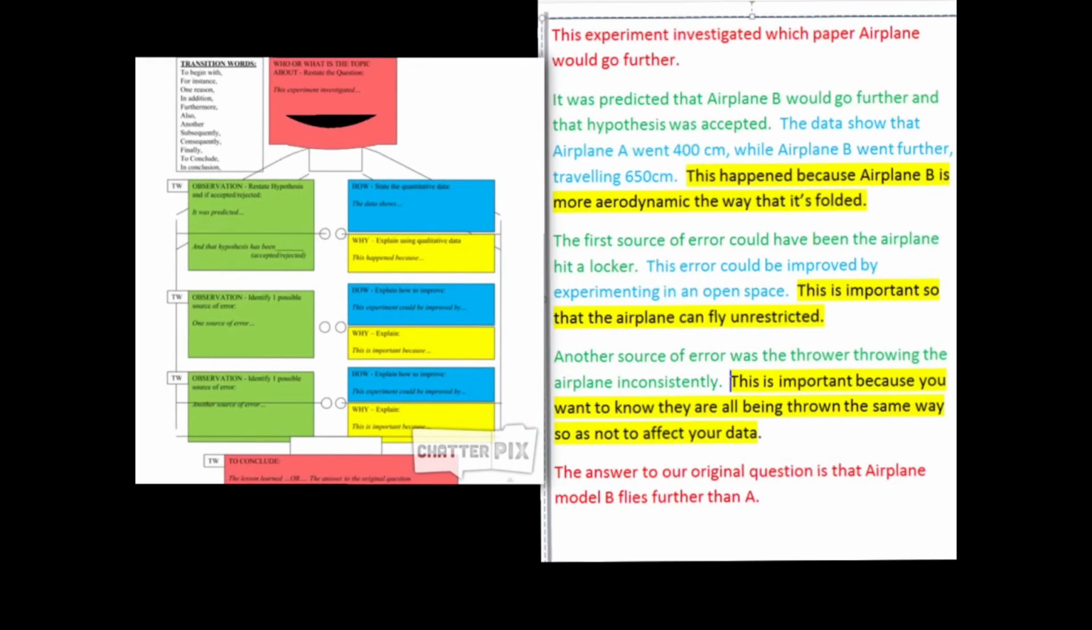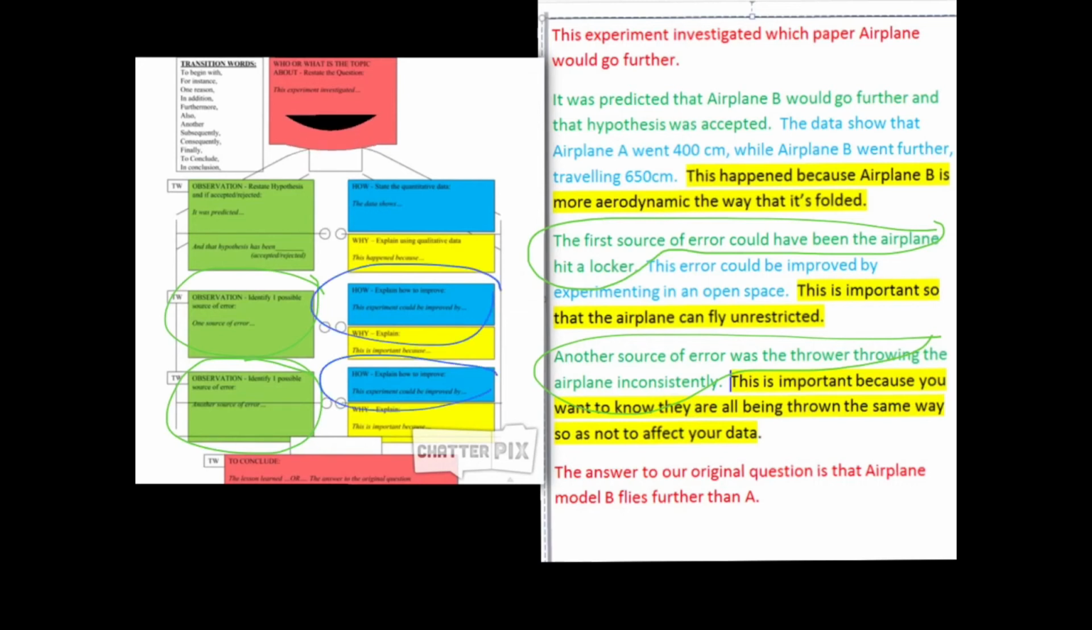The next 2 green spaces are where I record possible errors that could have been made during the course of the lab. And then the corresponding blue and yellow on each side have to do with how can I improve that error? How could I fix it in the future? And why is it important to fix that error?